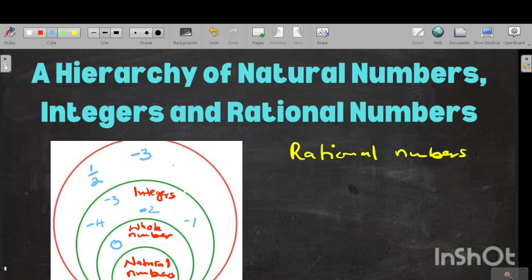You can also have 20%. Percentages are also rational. You can also have 0.75 and so on.